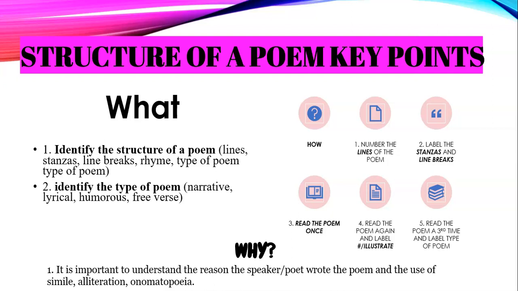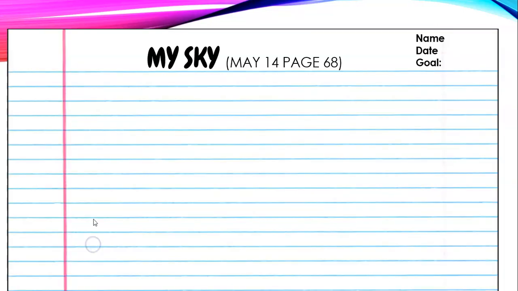Now, boys and girls, why is it important to understand the structure of a poem? Well, it's important to understand the reason why the speaker or the poet wrote the poem, because we need to identify the similes, alliteration, onomatopoeia, and any word repetition. It's very, very important to understand why the speaker sat down and wrote a poem.